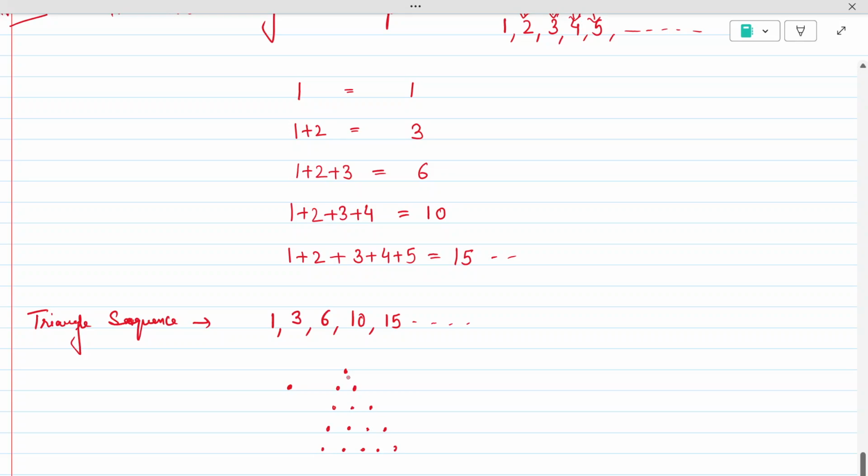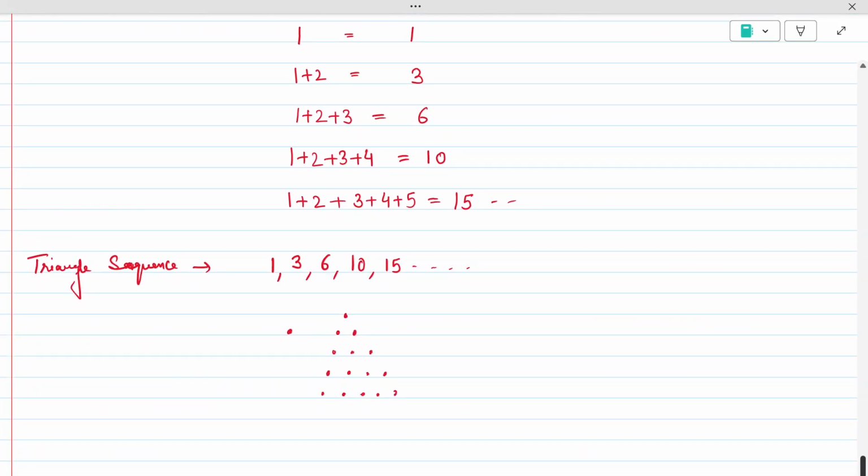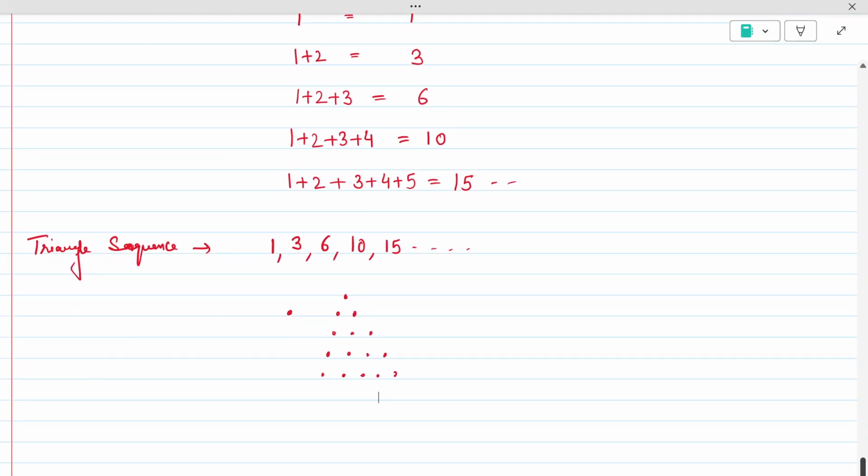So this is an equilateral triangle. If you see, all the sides will be equal. Let us check this one. What we have here is 1, 2, 3, 4, 5 dots, 1, 2, 3, 4, 5 dots, 1, 2, 3, 4, 5 dots. So this is an equilateral triangle, and this triangle sequence we have obtained by adding the counting numbers up.